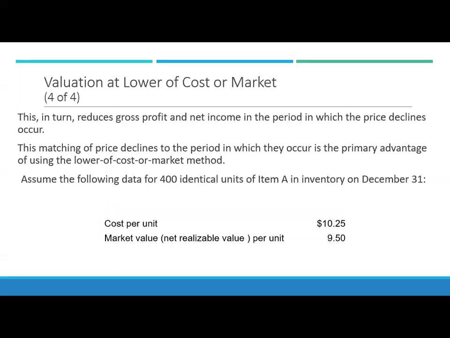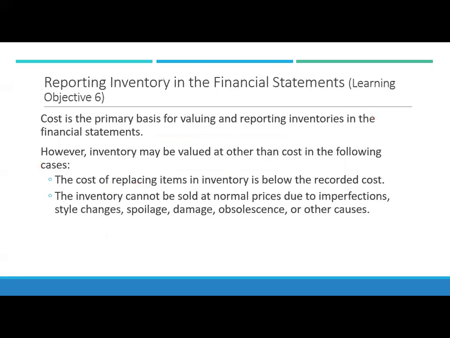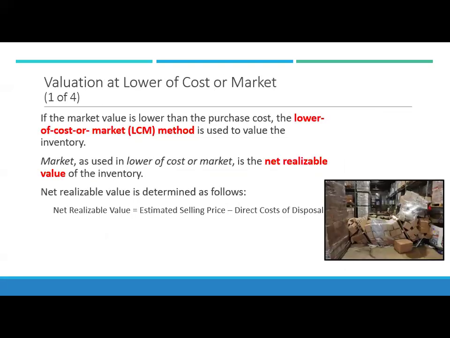Anyone have any questions on lower of cost or market? Okay, you guys are pros.